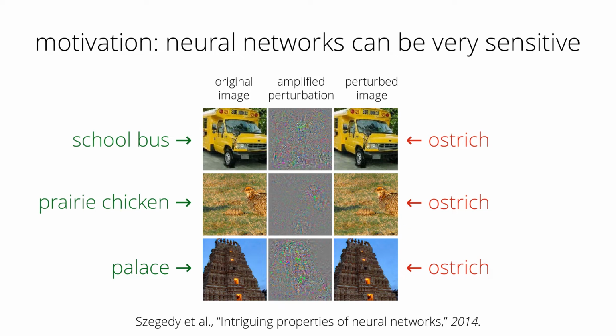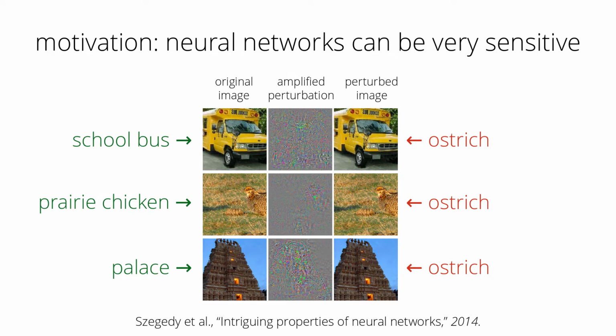Shortly after the deep learning revolution began around 2012, it was discovered that neural networks can have very high sensitivity. This figure is from 2014, where they have a classification network. The images in the left-hand column are images that correctly classify as school bus, prairie chicken, and palace. Then they generate very small perturbations and perturb the images to get the images in the right-hand column. These perturbed images, to the human eye, look exactly the same, but if you run them through the neural network, they all misclassify as class ostrich.